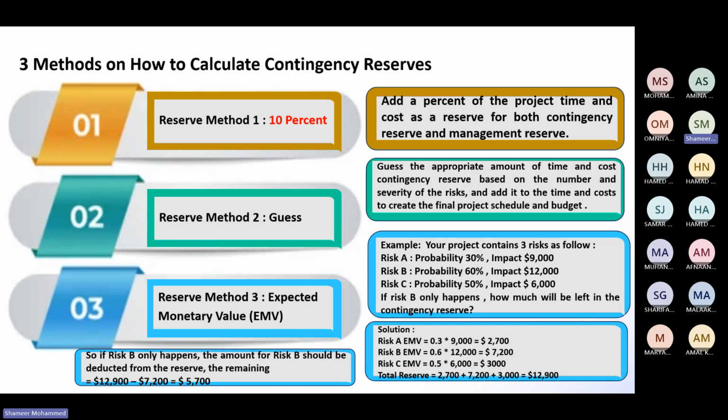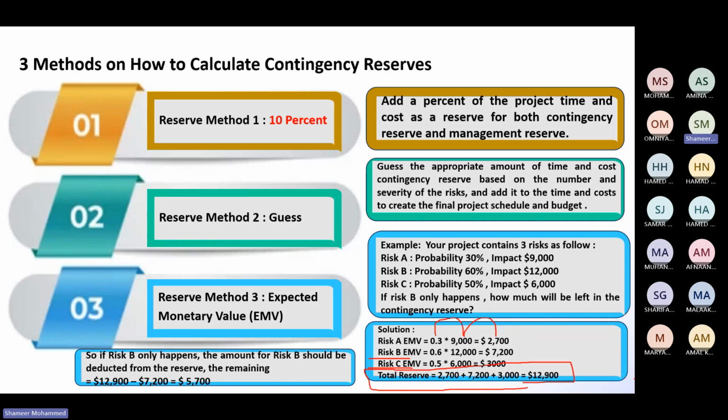So here you have the formula, see. The probability multiplied with the impact will give you the expected monetary value, right? So 30% means 0.3 multiplied by the impact 9,000. If you multiply, it will give you this value. So similarly for risk B, risk C. So total how much? The total reserve is 12,900. 12,900 is your total reserve.